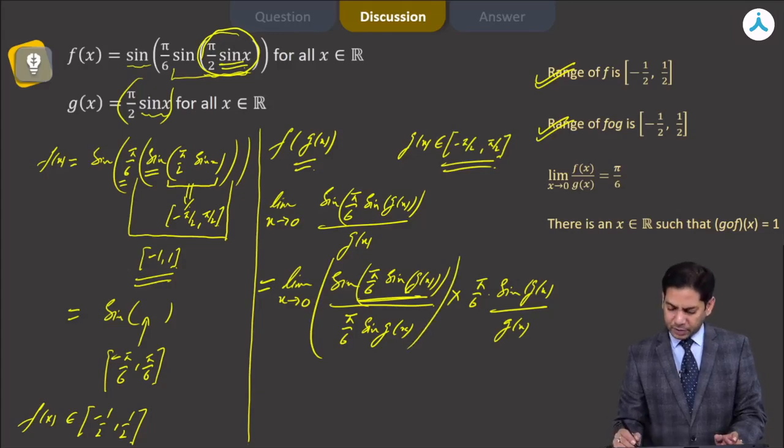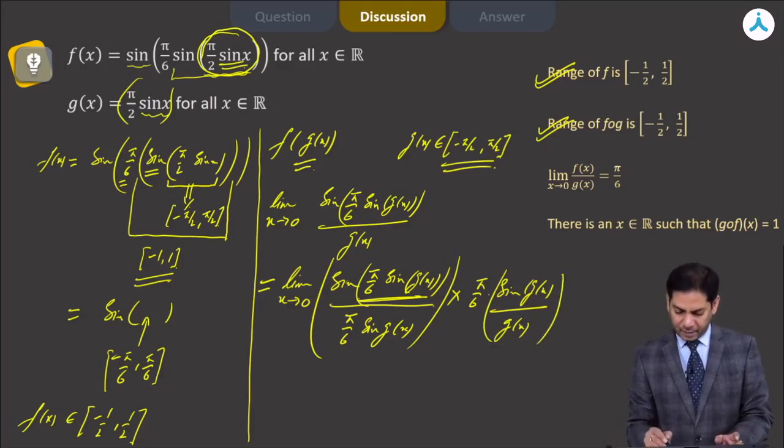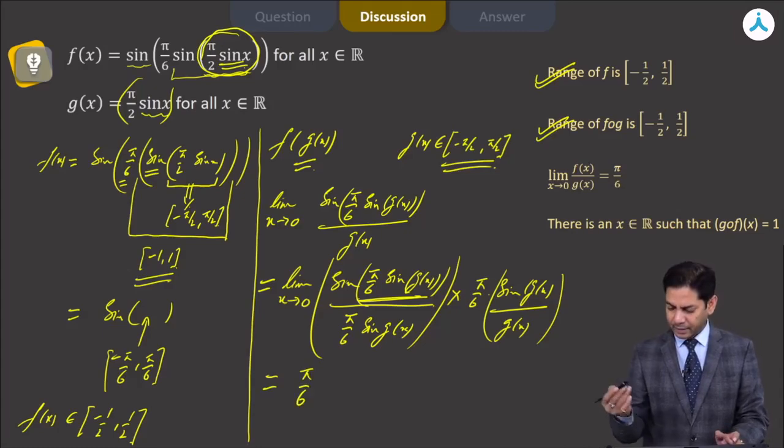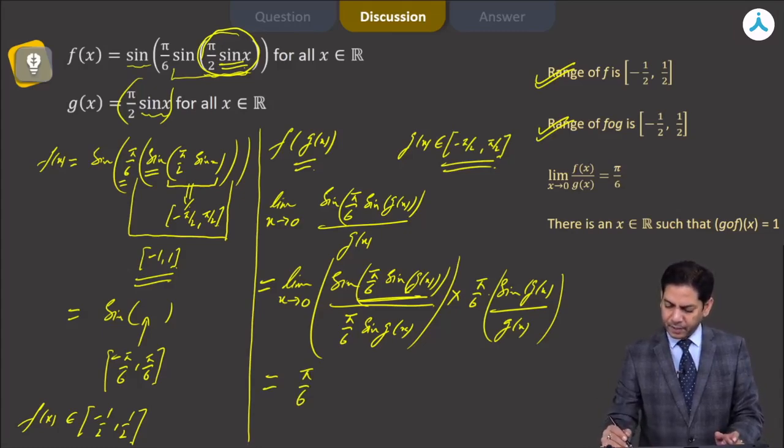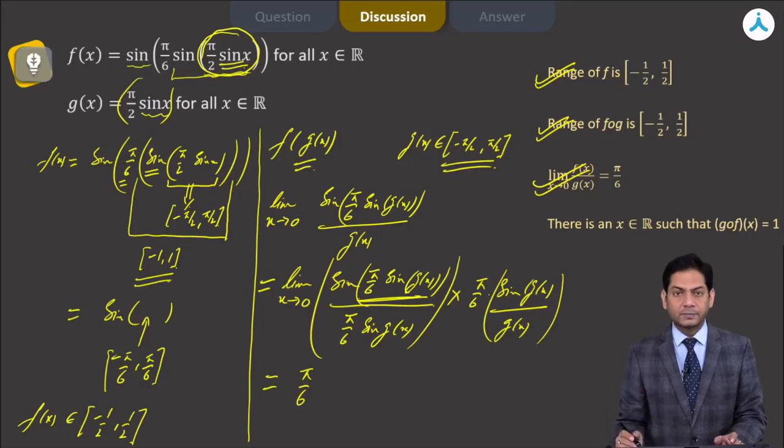And here also the same logic: sine of something which is approaching 0 divided by the same thing will also be equal to 1. So that gives us 1 multiplied by pi by 6 multiplied by 1, equal to pi by 6. And it's what is given in option C. So option C is also correct.